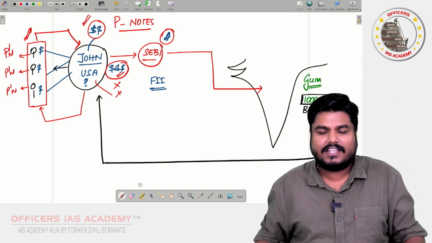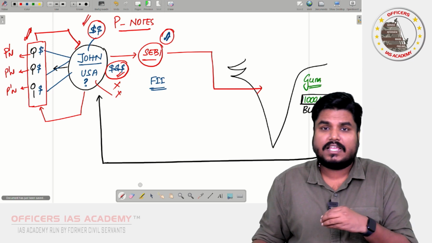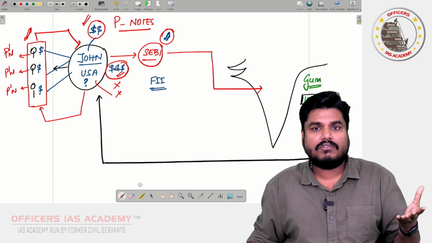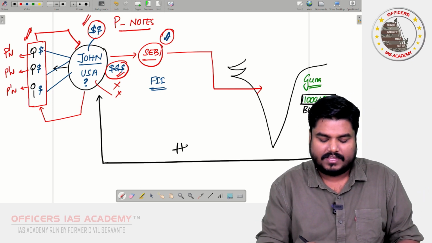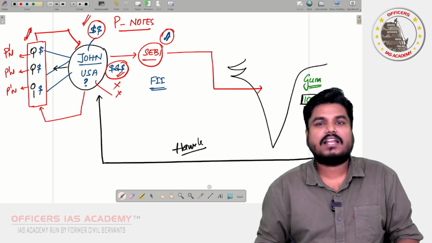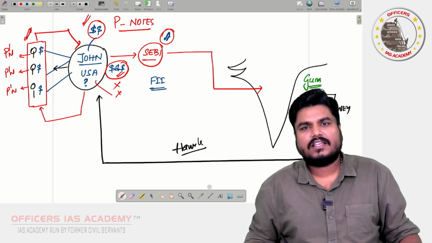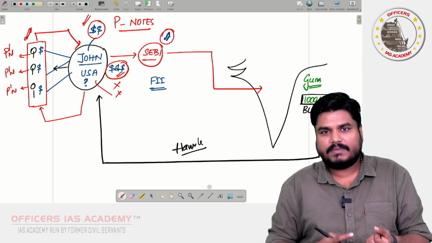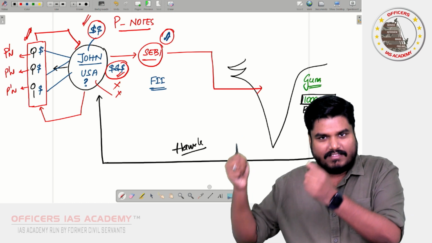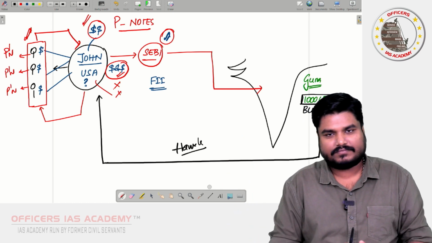How is Guna taking it? Don't think about it. There are many illegal ways to take the money out. For example, Hawala transaction is one such way through which you can take the money out. But let's forget about how the money has been taken. But Guna has taken 1,000 crore black money to USA.